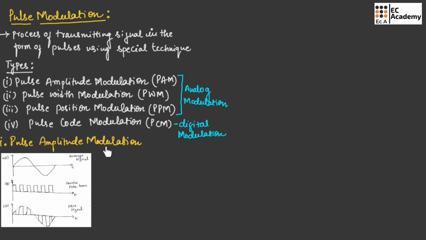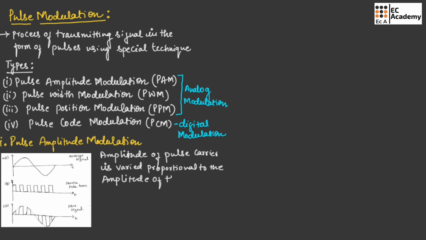Pulse amplitude modulation is an analog modulation scheme in which the amplitude of the pulse carrier is varied proportional to the instantaneous amplitude of the message signal.